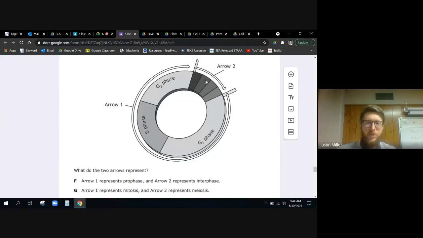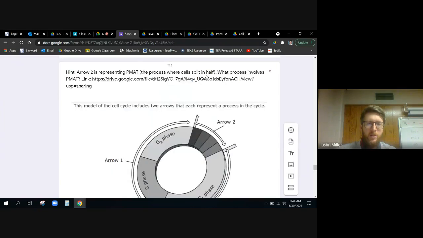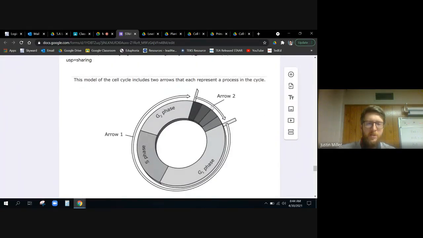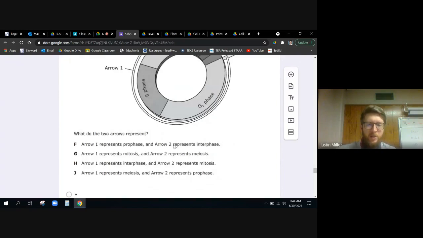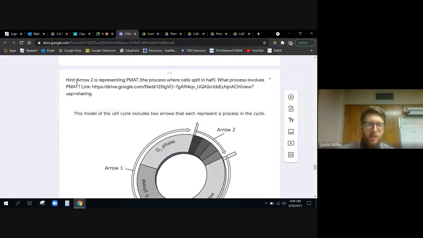What are these four little stages here that happen during the cell's life cycle? Do you guys remember what that is? Correct. Arrow two is, and I gave you a hint here, it's PMAT. Remember PMAT? Prophase, metaphase, anaphase, telophase, or PMAT for short.